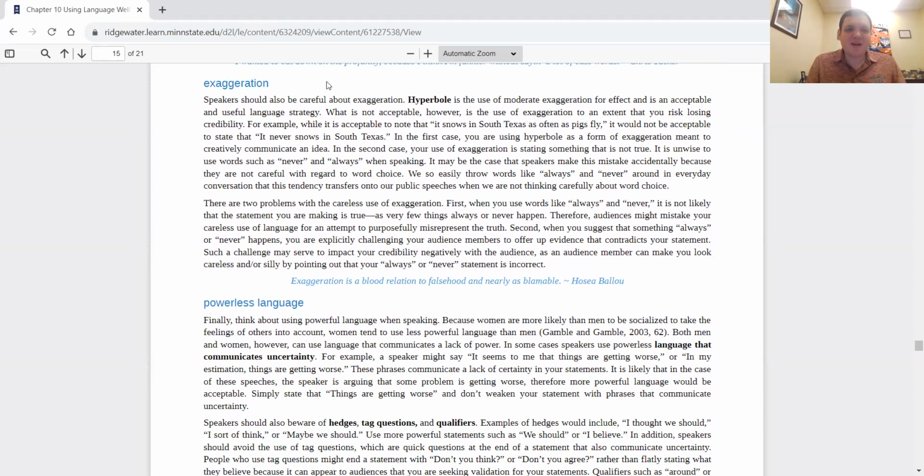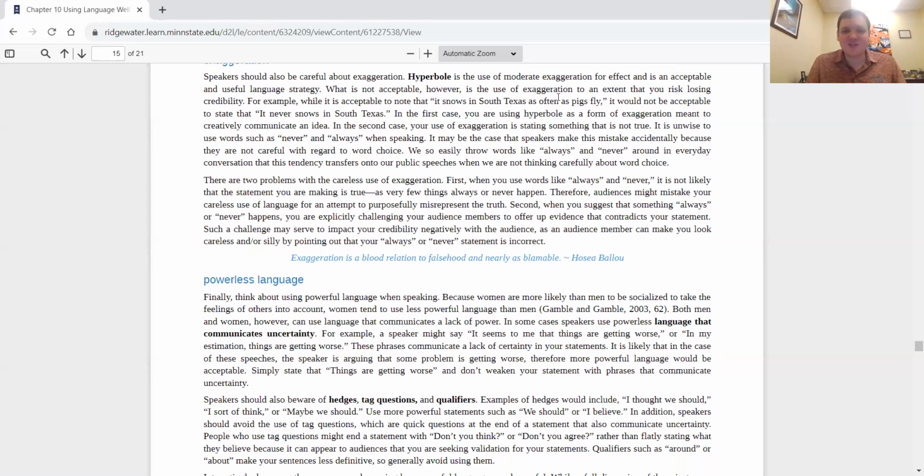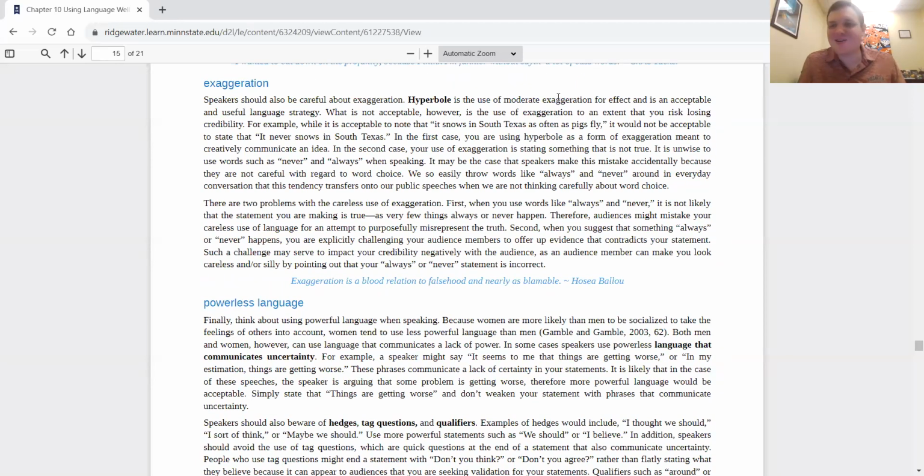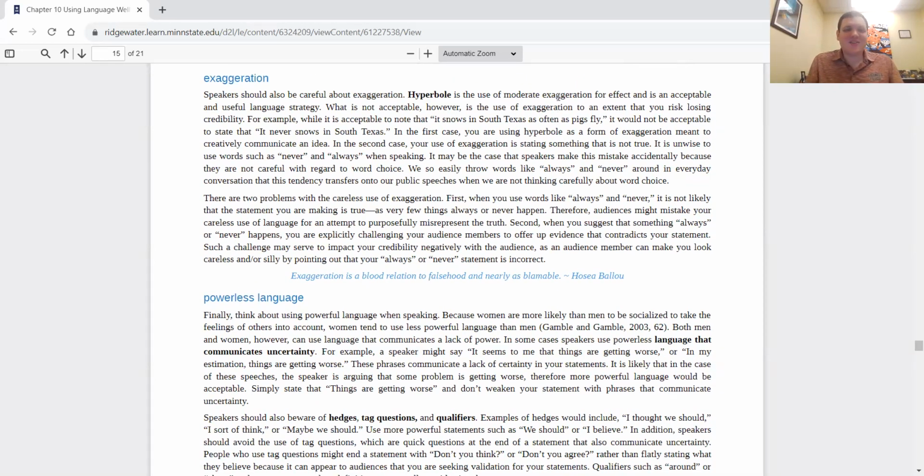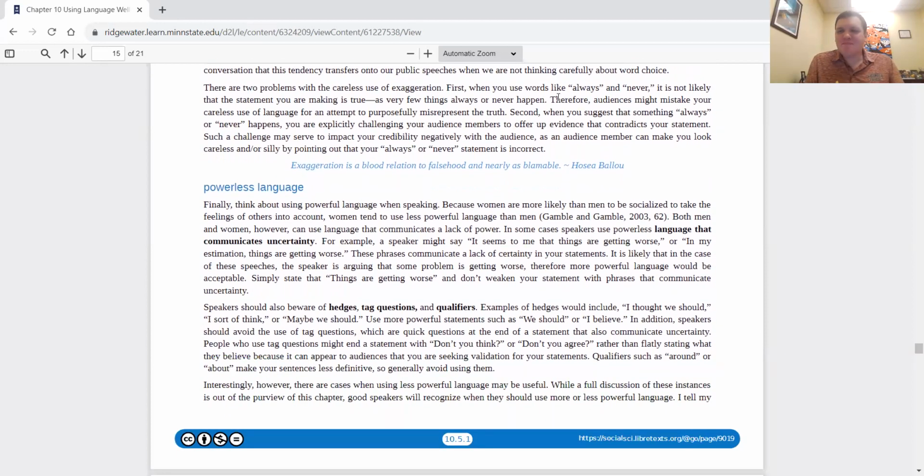It says also be careful about exaggeration. Hyperbole is a moderate exaggeration for effect and is an acceptable and useful strategy, but it's not acceptable to exaggerate the extent, because then you start to lose credibility, right? You want to keep your credibility and not exaggerate too much. That's true both with public speaking and interpersonal conversations. It talks about how when using words like always or never, it may not be true and that can impact your credibility. So maybe be more careful or use qualifiers.